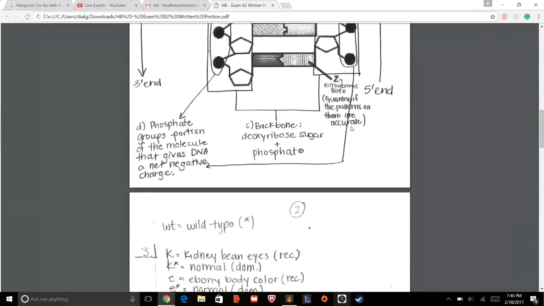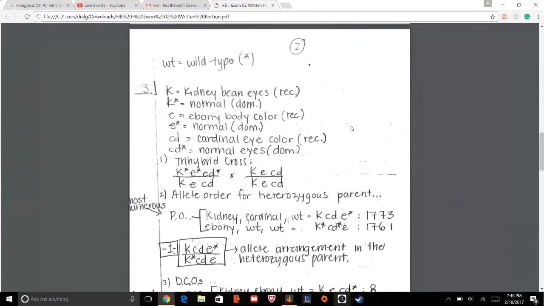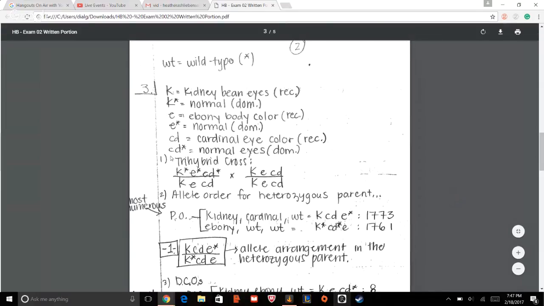Okay, so moving on to problem number 3. It asks about linked genes in the fruit fly Drosophila. It says kidney bean eyes are K asterisk. E eyes are ebony body color. Then we have E star is normal, and CD, which is cardinal eye color, CD star, which is normal eyes. And in each of them, the one with the asterisk.